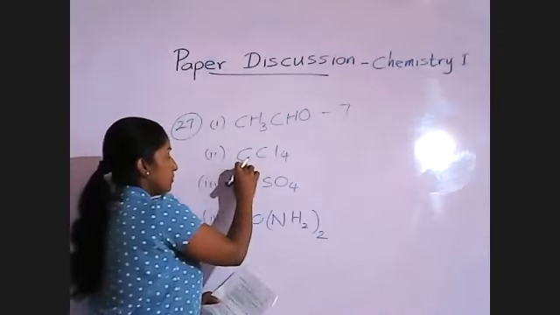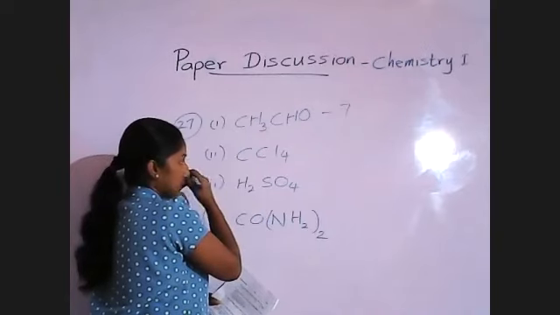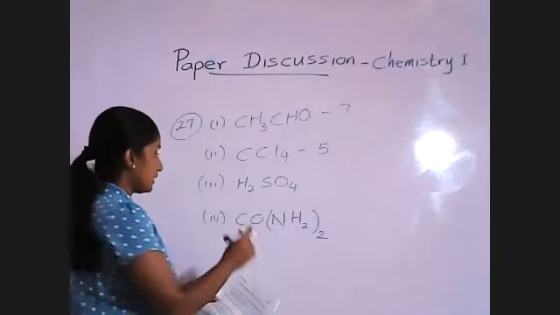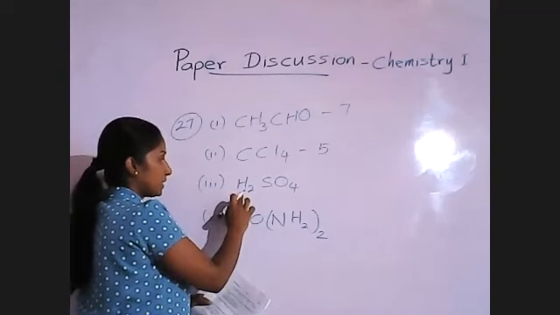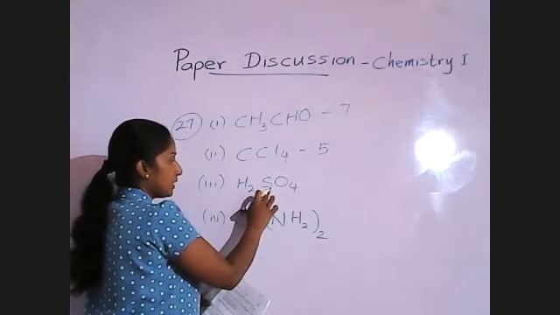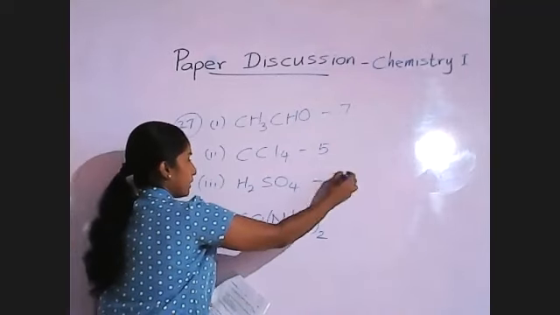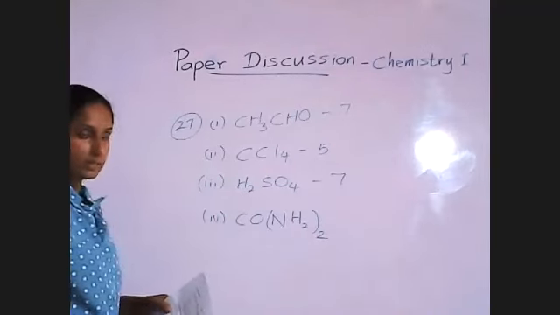Right here, 1 carbon and 4 Cl. 4 plus 1, 5 atoms are there. Right here, 2 hydrogen, 1 sulfur, all together 3. And here 4 oxygen. Then all together 7 atoms are there.